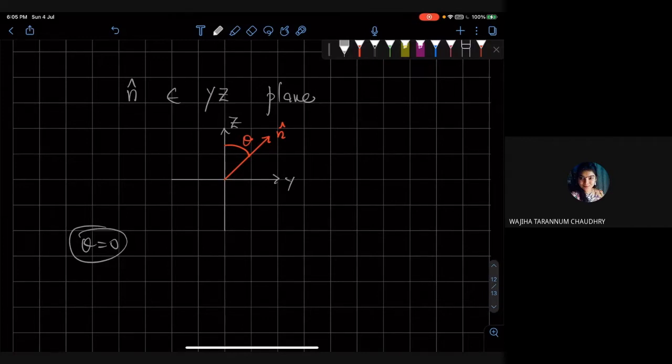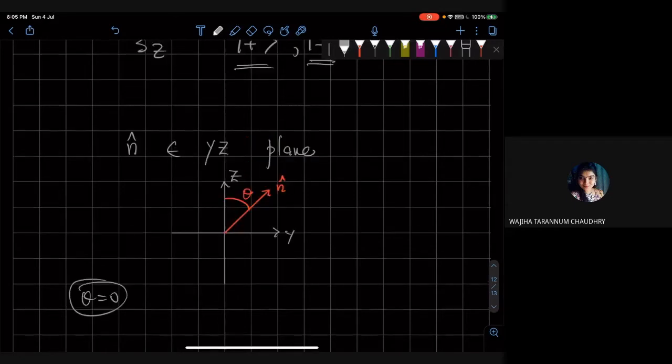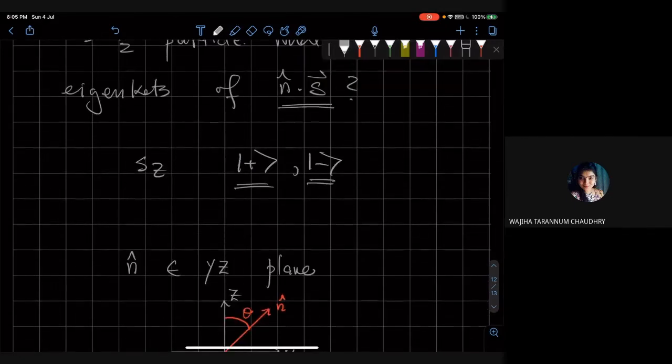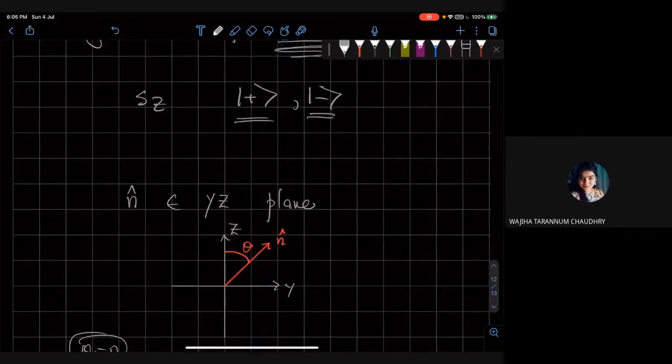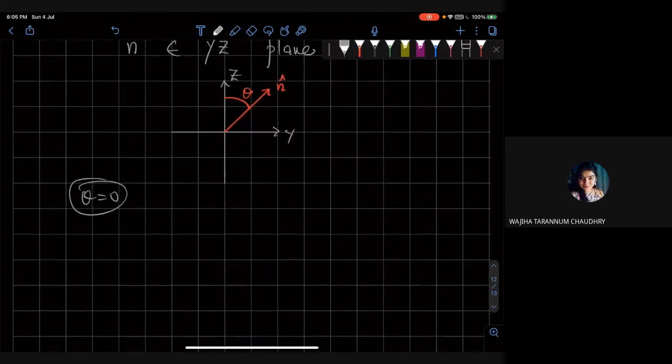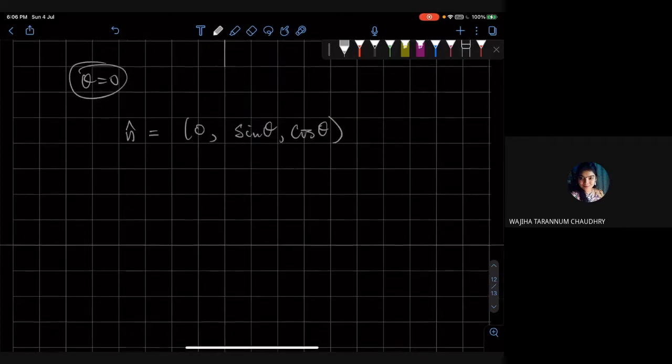Now we want to find the eigenvectors of this general operator. So what is n? n is going to be 0, sine of theta, cosine of theta, right? Do you agree? Yes, sir. Okay.